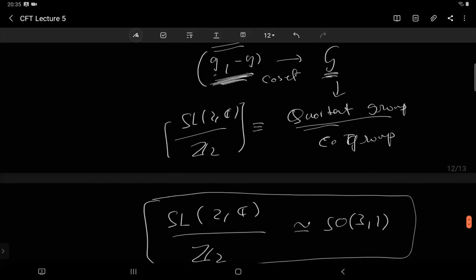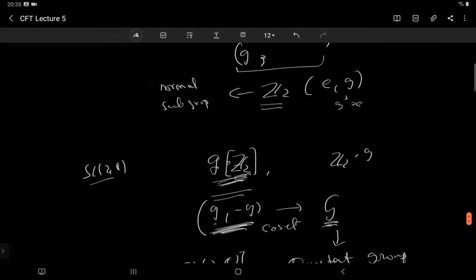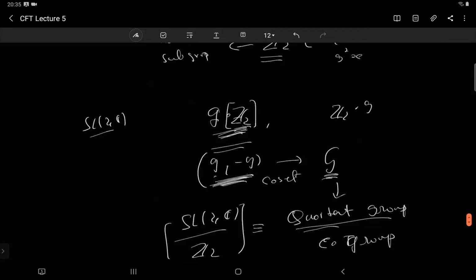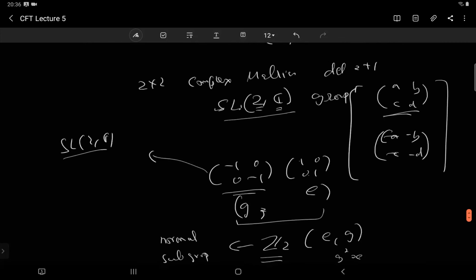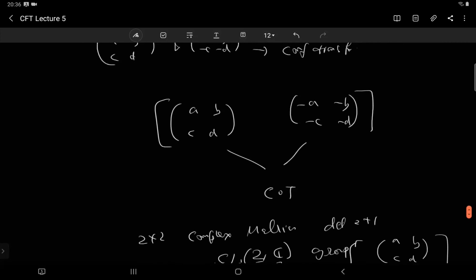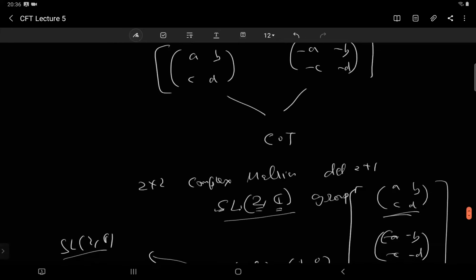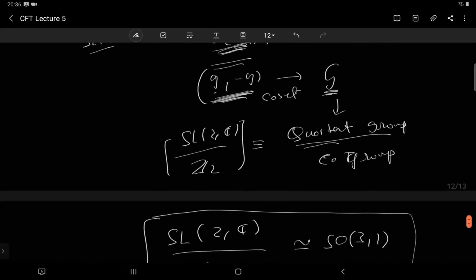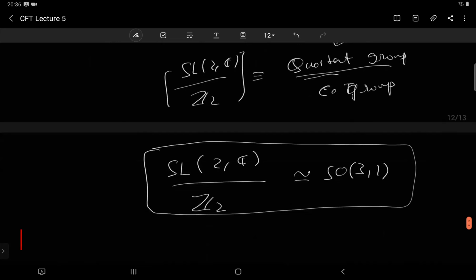I'm just assuming that you remember: by the capital G, I'm denoting the element G, minus G, and that is an element of the quotient group. Each element of the quotient group is equivalent to one set {G, -G}, which is the same as {(A, B, C, D), (-A, -B, -C, -D)}, and this set is equivalent to a conformal transformation. Therefore, we can identify the quotient group with the conformal group. So the conformal group is not SL(2,C), but the quotient of SL(2,C) by Z2, which is the normal subgroup.